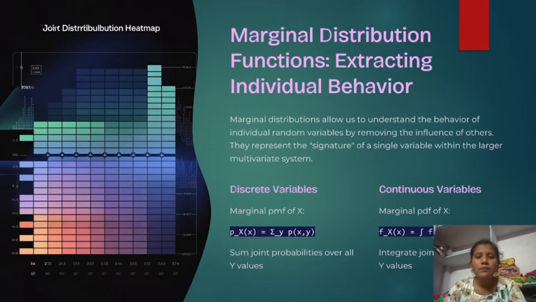For discrete variables, the marginal probability mass function of x is represented as p of X of x, is equal to the summation over y of p of x comma y. That is, the sum of joint probabilities over all y values. In the continuous form, the marginal probability density function of x is represented as small f of X of x, is equal to the integral of f of x comma y with respect to dy. Here, we integrate the joint density over y values.